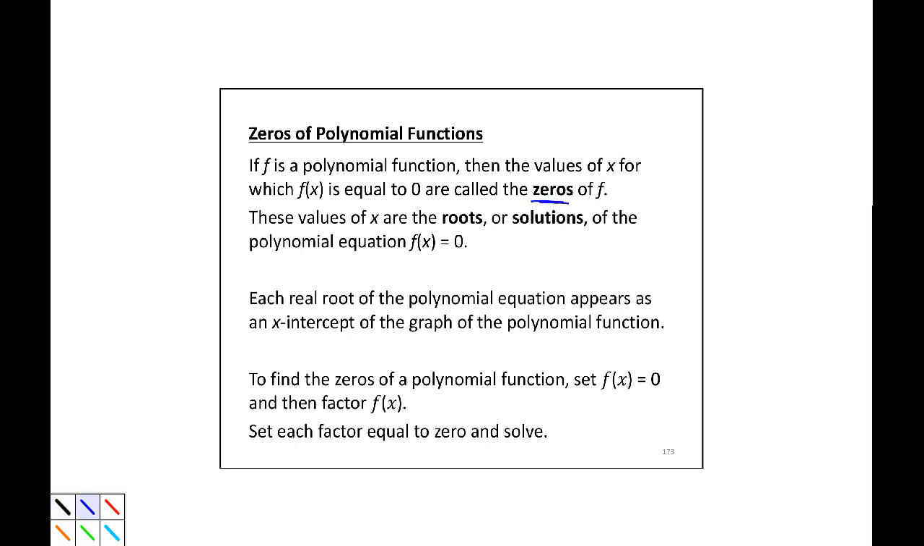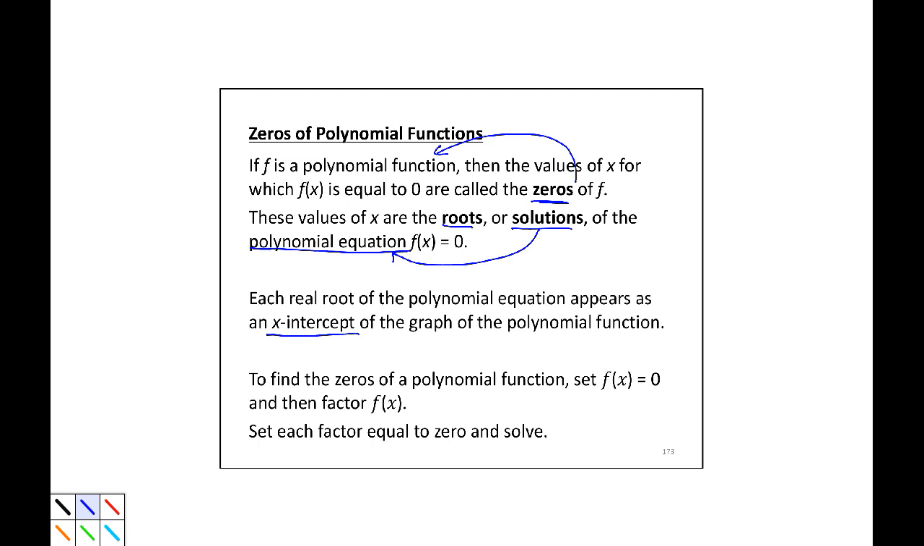Those are called zeros if they make the function equal to 0. These values of x are called roots or solutions of the polynomial equation. Okay, so we have zeros of a function, but solutions of an equation. Now, each real root of the polynomial equation appears as an x-intercept of the polynomial function. That should make a little bit of sense, but you might want to process that.